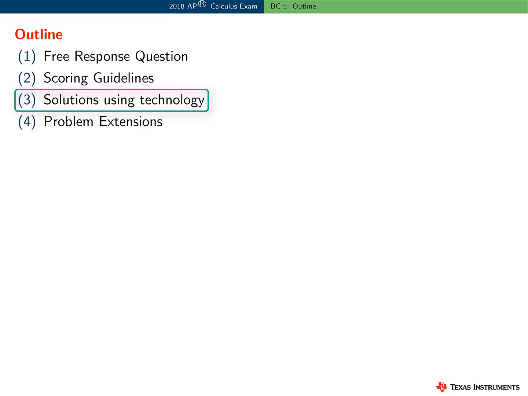However, I'll show you how to use technology to explore and answer parts of this question, and to confirm solutions where appropriate. And because the free response questions are usually very comprehensive, I'll suggest some problem extensions, additional AP Calculus type questions associated with the information given in the problem. And some of these questions may be calculator active.